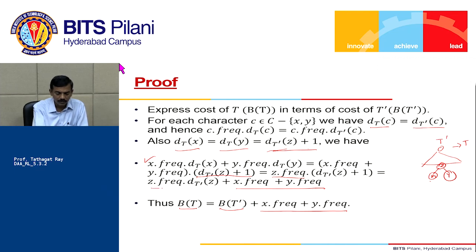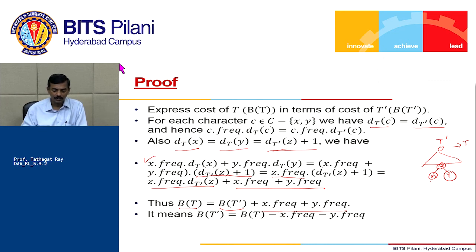So this is nothing but the cost of T prime, because for rest of the nodes it remains same in T, plus x frequency plus y frequency. So essentially it means that B(T prime) is nothing but cost of B(T) minus x frequency minus y frequency.